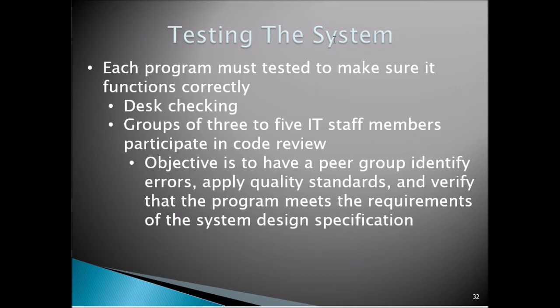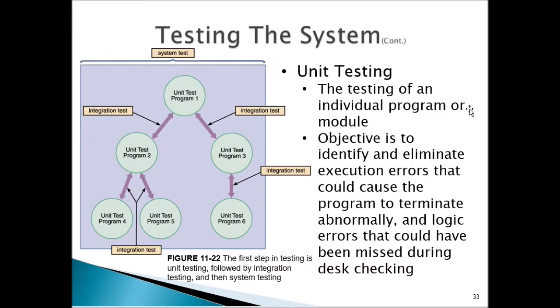Let's talk about testing. Each program must be tested to make sure it functions correctly. That includes desk checking. Groups of 3 to 5 IT staff members participate in code review. That's important. So desk checking is to have somebody at the desk test it to make sure that it works, as just a general quick overview. And continuing on, unit testing of an individual program or module. Its objective is to identify and eliminate execution errors that could cause the program to terminate abnormally and logic errors that could have been missed during desk checking.